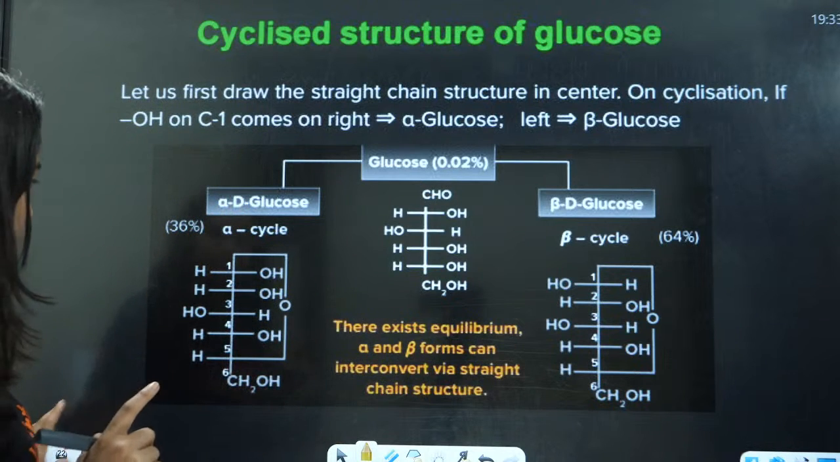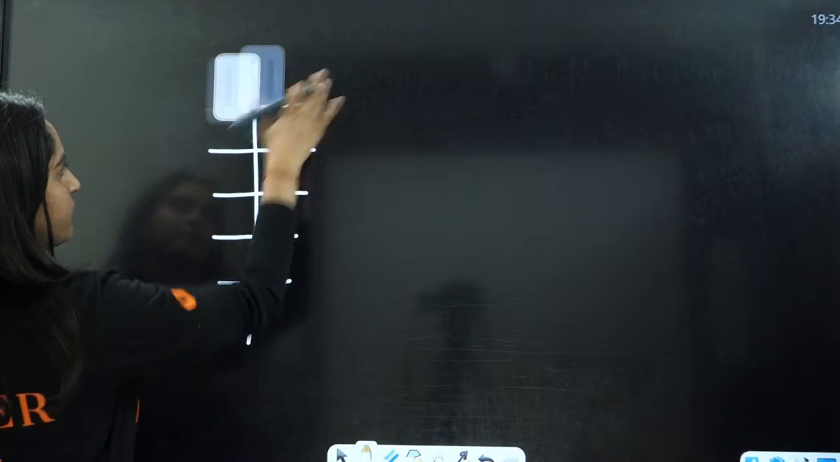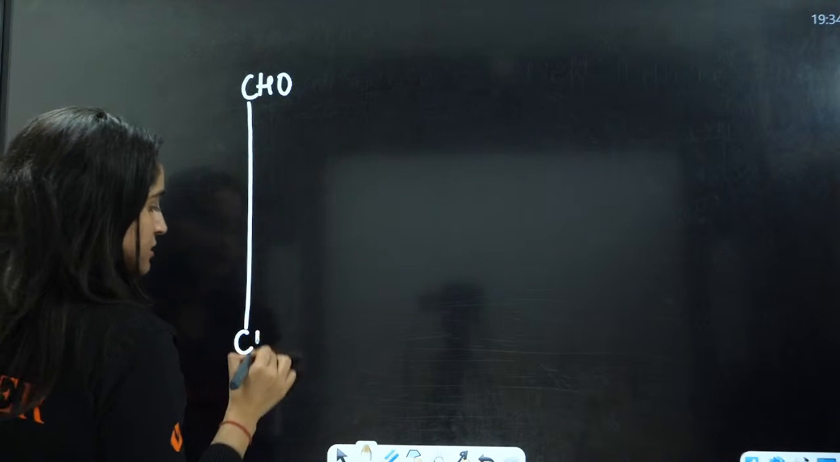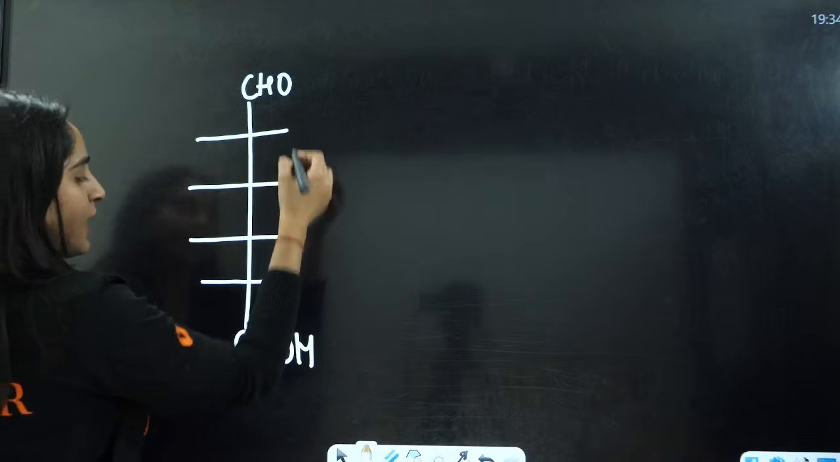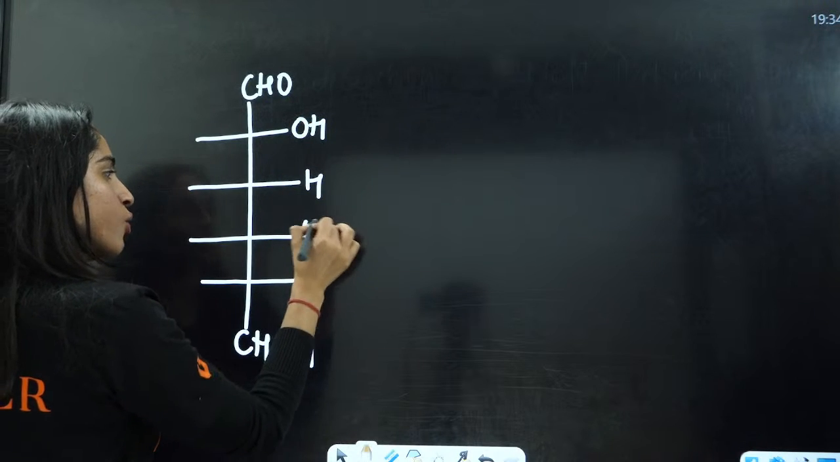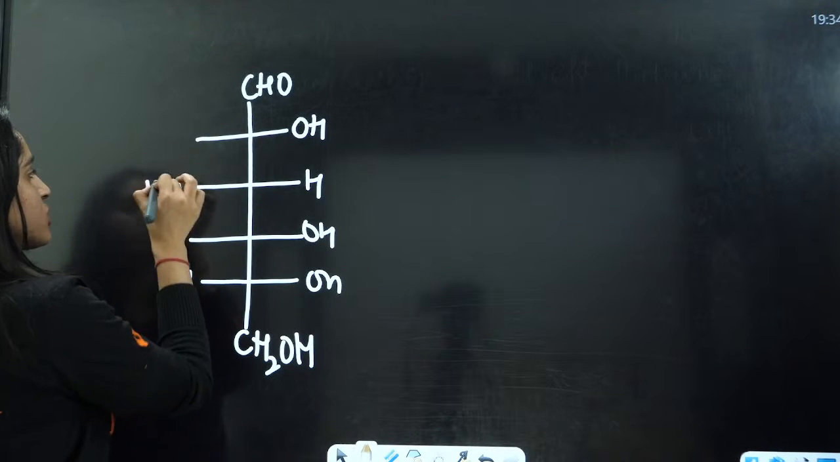Let me tell you how we should draw the structures. Firstly write this one here. This is your glucose, carbons 1, 2, 3, 4, 5. This is CHO, this is CH2OH. Then OH, H, OH, OH, H, H, OH, and this is H. This is the glucose here.